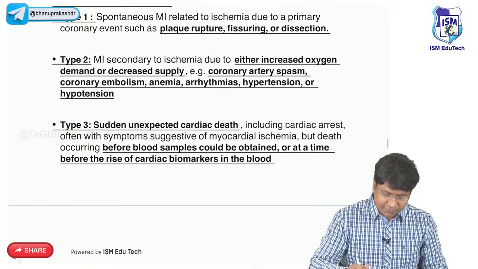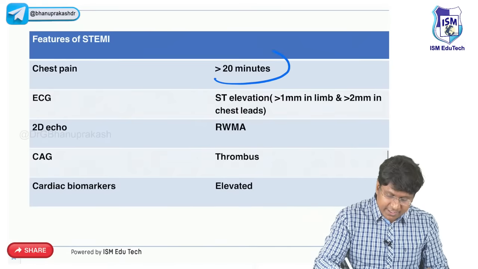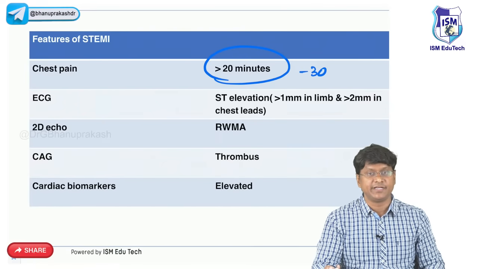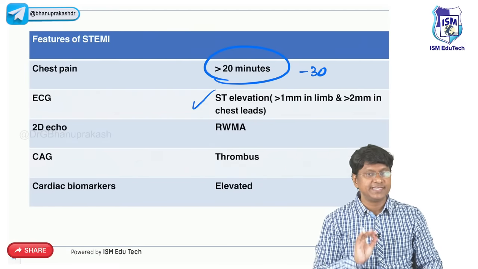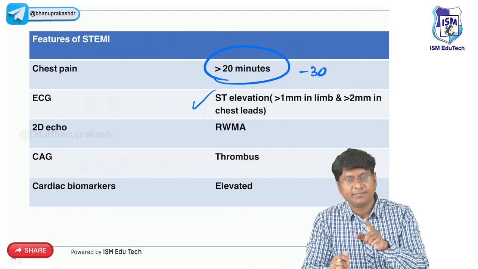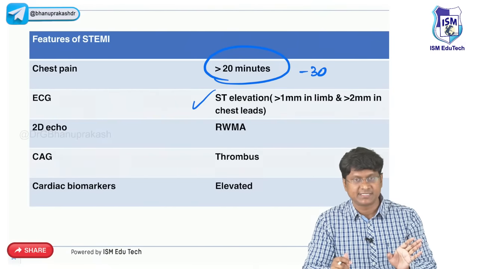And what are the features of your MI? The chest pain will be there for more than 20 to 30 minutes. And ECG will be showing you ST segment elevation, more than 1 mm in the limb leads and more than 2 mm in the chest leads, right?